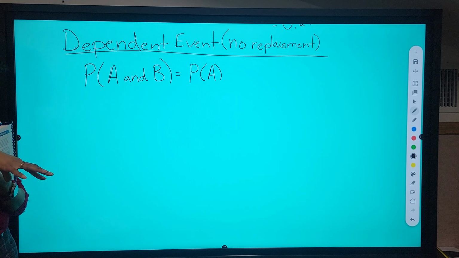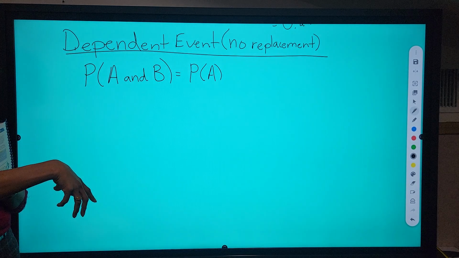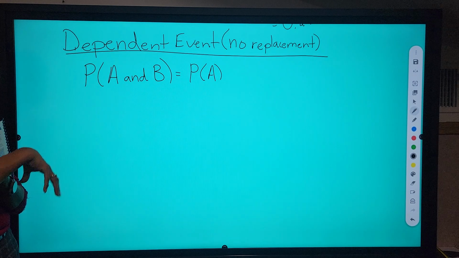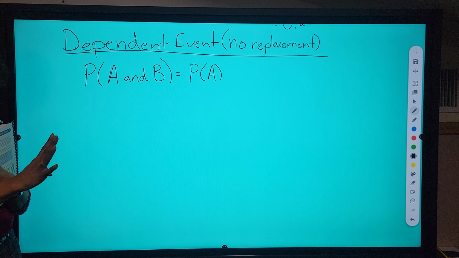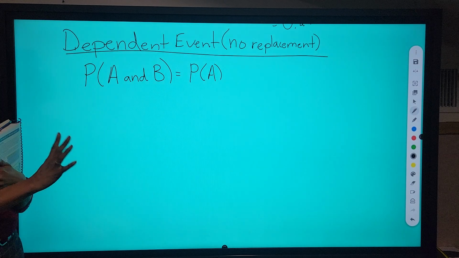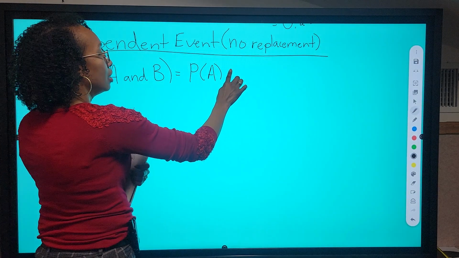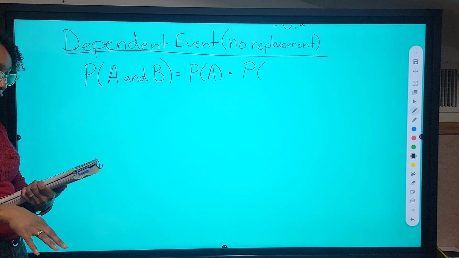But if we're not going to replace the marble back in for the other example, now we have fewer marbles to choose from. So if there had been 5 marbles in that first drawing, then the second time you draw, now you only have 4 to choose from. Okay? So after the original event happens, the second event has been impacted by the first.